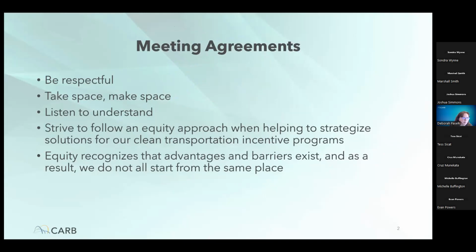Before we dive in, we want to go over some meeting agreements that we strive to uphold during this workshop and our future workshops. Please be respectful to all, take space and make space, listen and understand, strive to follow an equity approach when we're helping to strategize solutions for these incentive programs. And as a reminder, equity recognizes that advantages and barriers exist. And as a result, we do not all start at the same place. And thank you in advance for your cooperation and collaboration. Next slide, please.